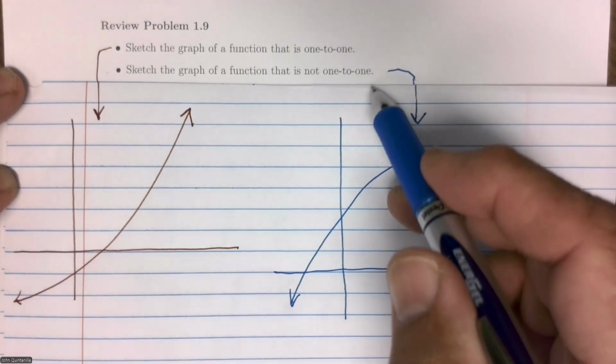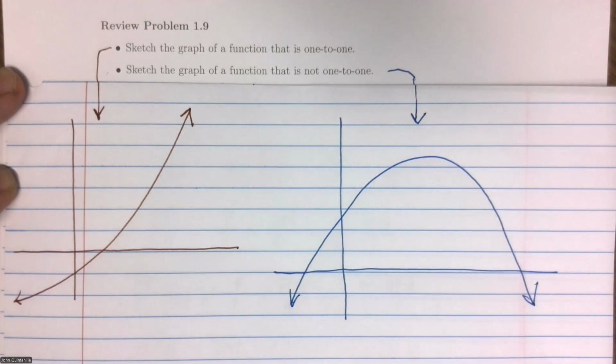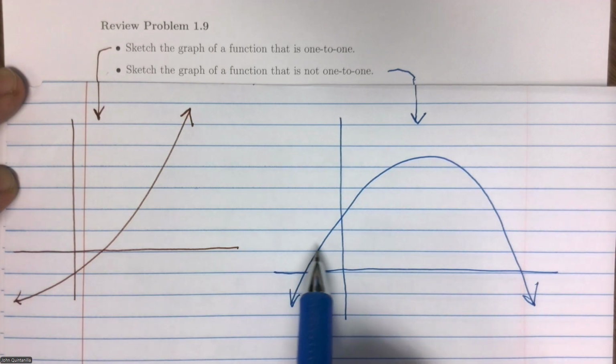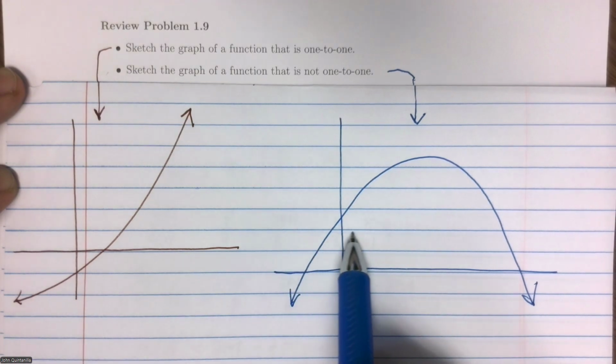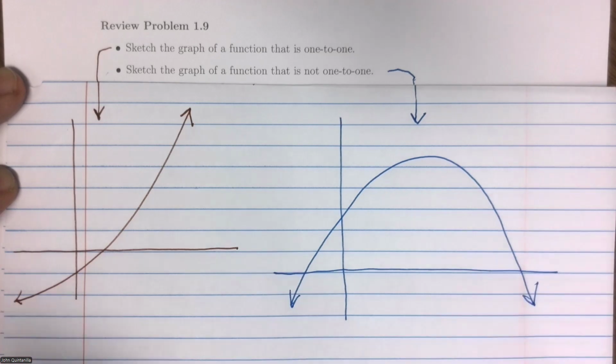It certainly satisfies the vertical line test. Every vertical line that intersects the graph intersects the graph at most once. However, here I have a horizontal line that intersects the graph twice. And so this is an example of a function that is not one-to-one. There are certainly other types of functions that satisfy these two properties. So the pictures I've drawn here are certainly not the only things that would work, but they work. And so this would be an appropriate answer.